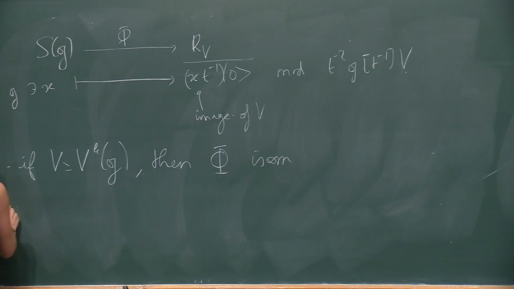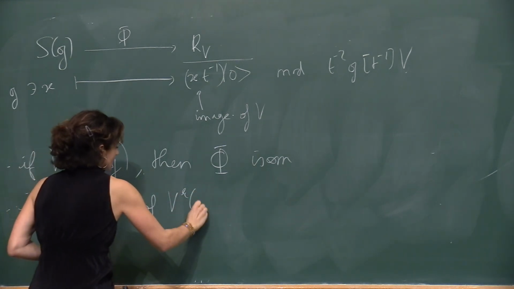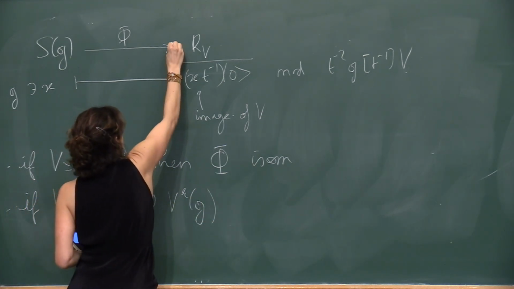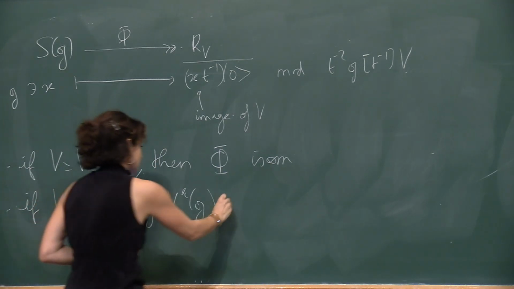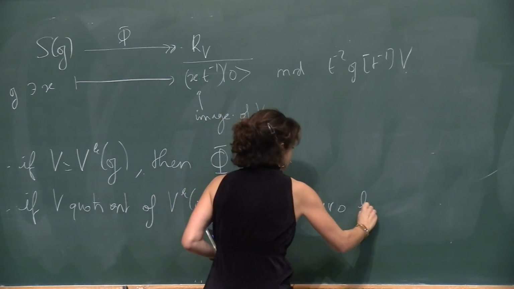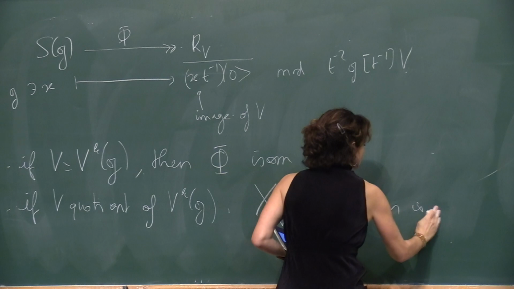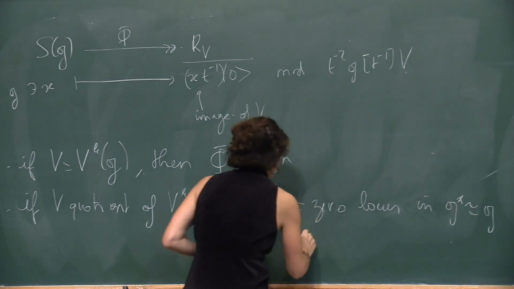But in general, if V is just a quotient, then this is a surjective map, a surjective Poisson algebra morphism. And then you can understand this variety as a zero locus in G or G star of the kernel of this map.